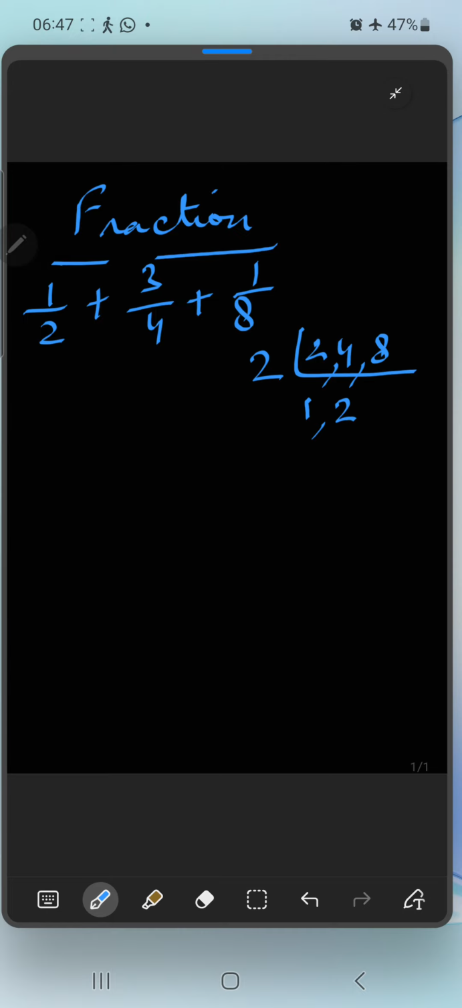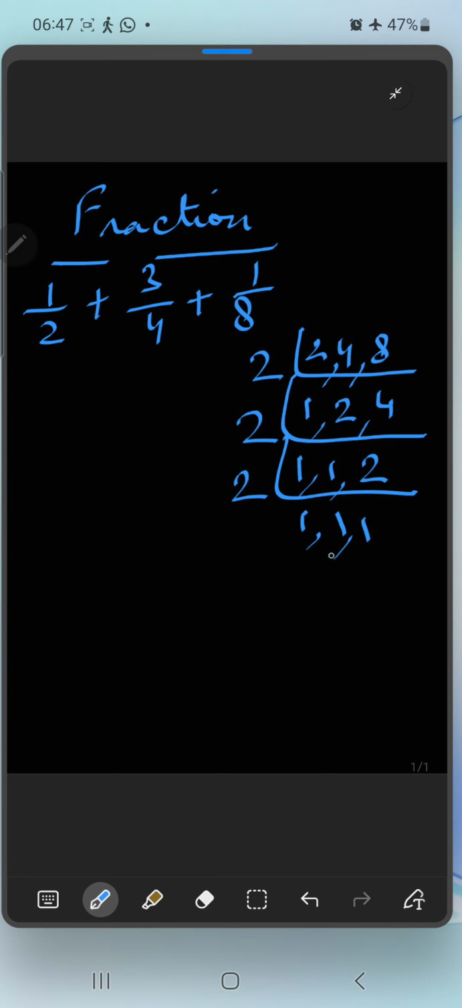2 ones are 2, 2 twos are 4, 2 fours are 8. Again these are divisible by 2. 2 ones are 2, 2 twos are 4. Again it is divisible by 2. Now the LCM would be 2 into 2 into 2, that is 8. So we got the LCM as 8.